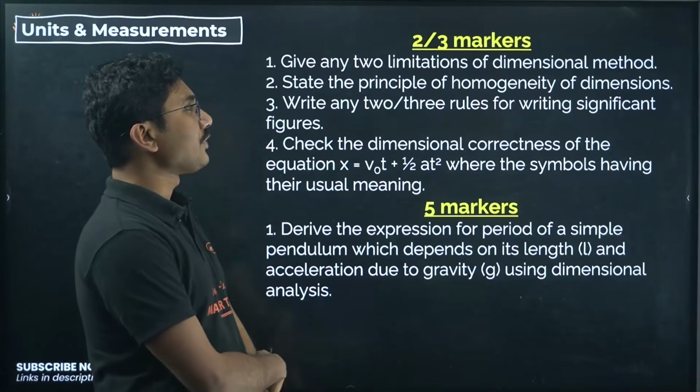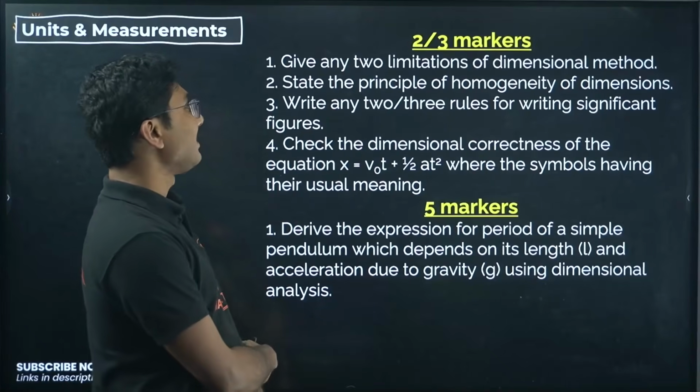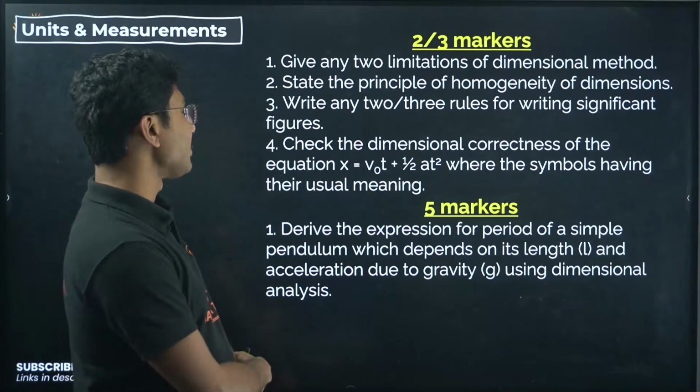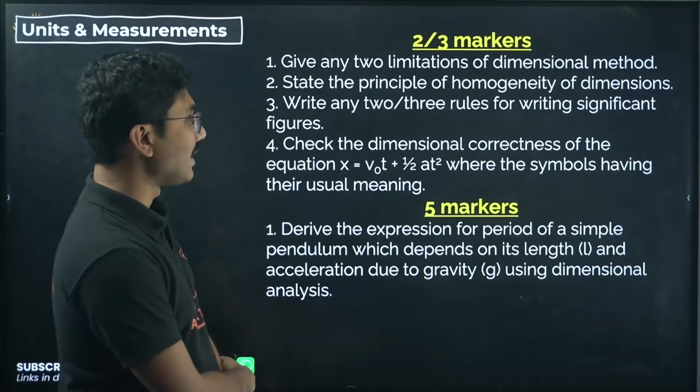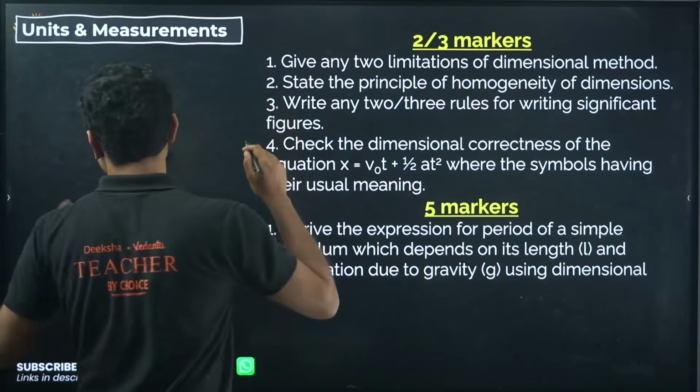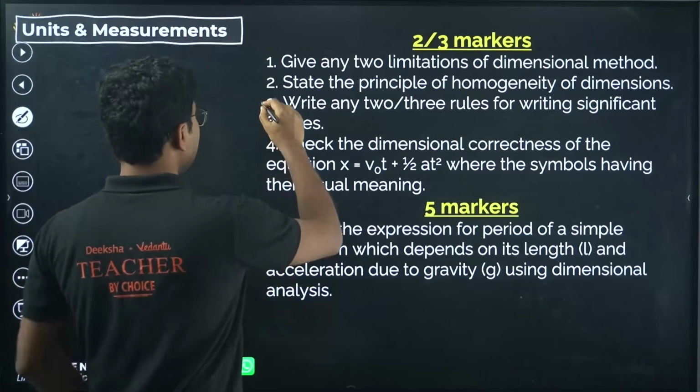Give any two limitations of dimensional method. State the principle of homogeneity of dimensions. Write any 2 or 3 rules of writing significant figures. This is one of the most important and expected questions.